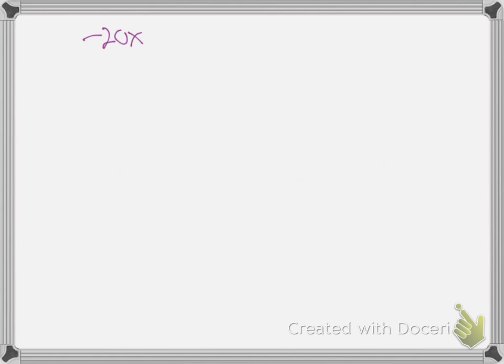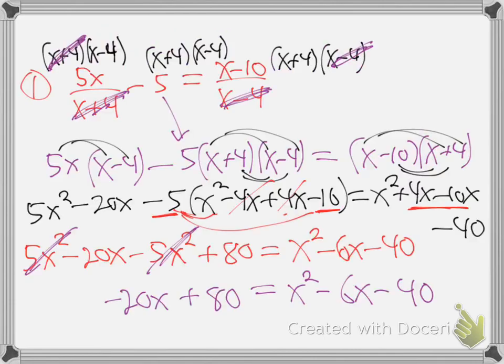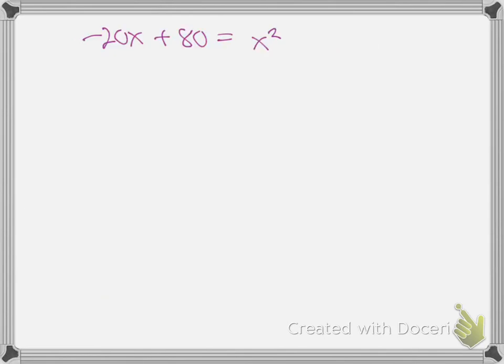So minus 20x, what was it? Plus 80 equals x squared minus 6x minus 40. Okay, so what now? Where in the world are we, and what are we trying to do with this thing?